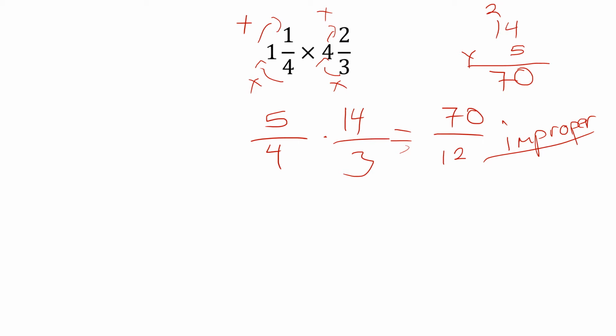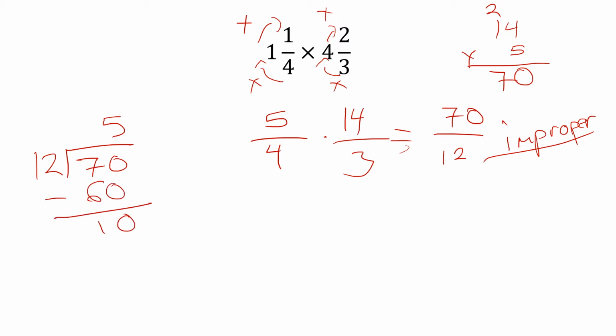So we need to convert that improper fraction to a mixed number. And remember, we do that by dividing the denominator into the numerator. So 12 will go into 70 5 times. 5 times 12 is 60. Subtract and get 10. 5 is our whole number. The 10 becomes our numerator. We started with a denominator of 12, so we're going to end with a denominator of 12. So we have 5 and 10/12.